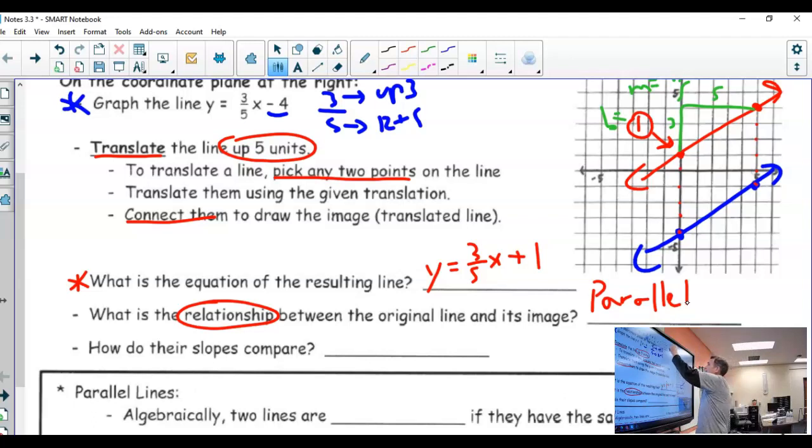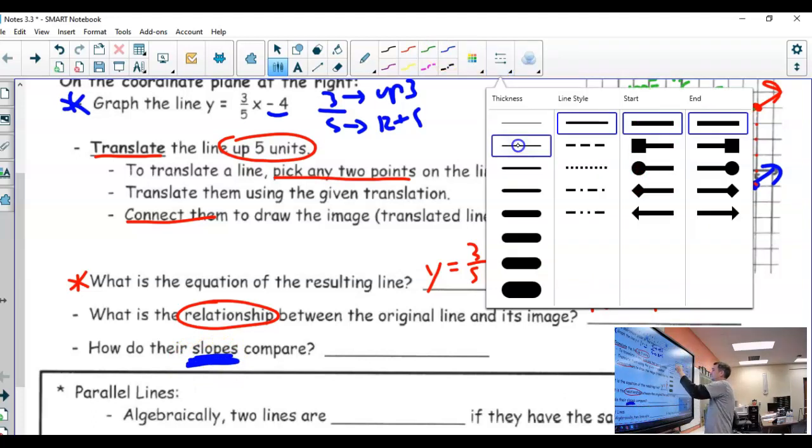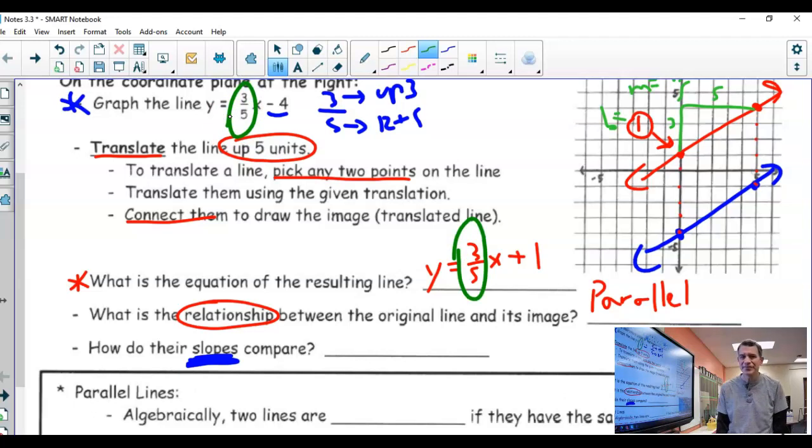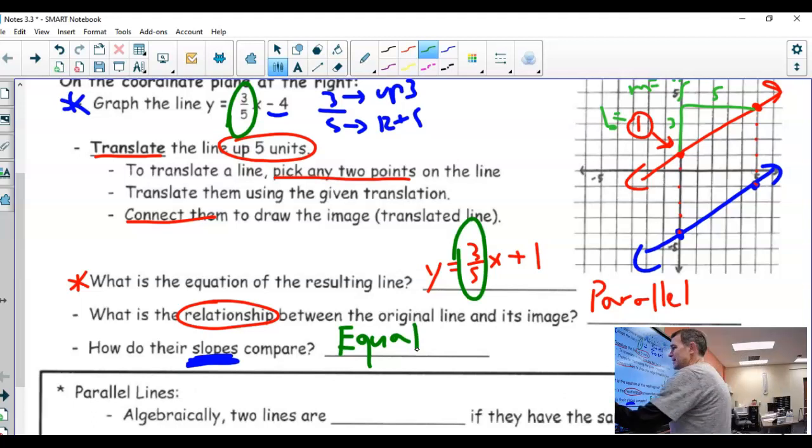But the thing we want to look at today is, how do their slopes compare to each other? What is the slope of these two lines? Well, the red line has a slope of 3/5. The blue line also has a slope of 3/5, so their slopes are equal. And that is the main thing we want to point out here. When two lines are parallel, their slopes are the same.